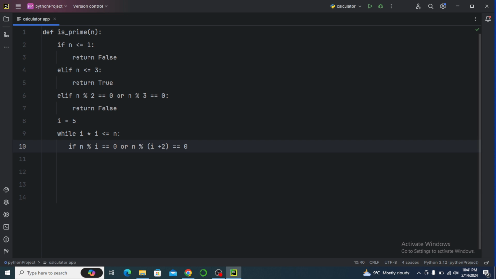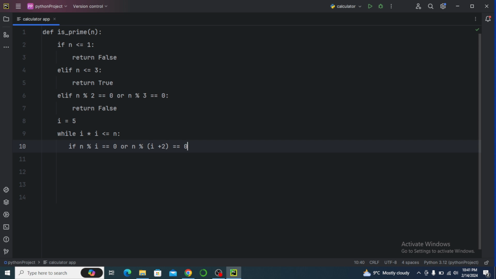We are checking whether n is divisible by either i or i plus 2. This is based on the observation that among numbers that are not multiples of 2 or 3, prime numbers can be found in pairs of numbers that differ by 6. For example, 5, 7, 11, 13, 17, and 19. By checking the divisibility for i and i plus 2, we can skip over multiples of 2 and 3 in search for the divisor of n. So that's what we're trying to do here.